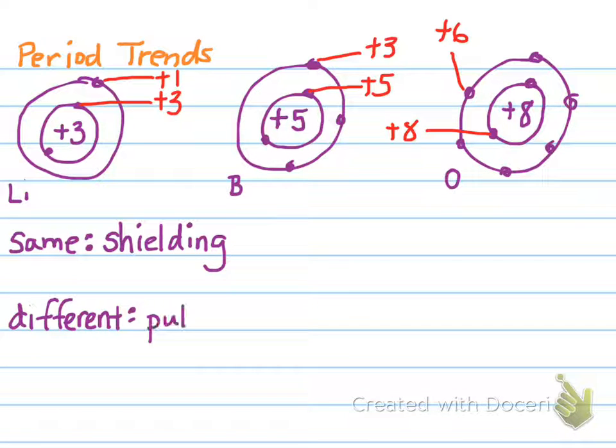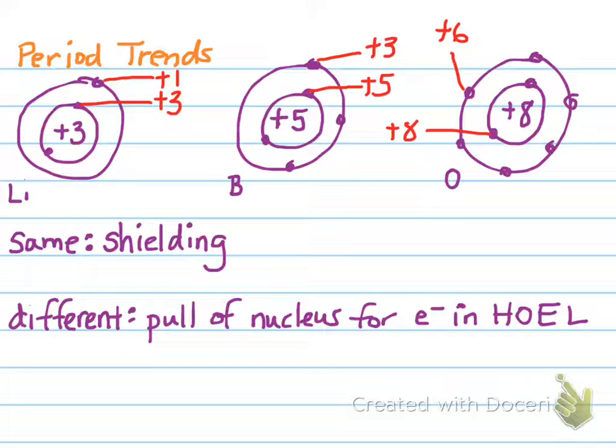The pull of the nucleus for our electrons in the highest occupied energy level. Lithium on the left-hand side of our periodic table has a pull of +1. Boron, towards the middle, has a pull of +3. And oxygen, toward the right, has a pull of +6. So our shielding stays the same, but the pull of the nucleus for the electrons in the highest occupied energy level changes.